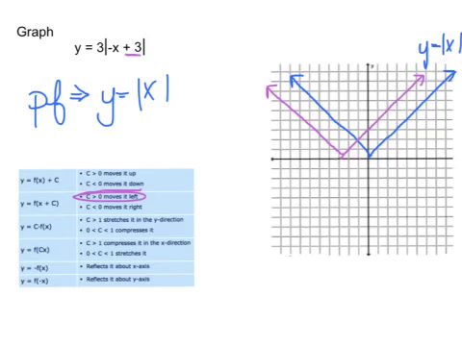Next, let's look. We have this negative x, the opposite of x, inside that absolute value. We're going to reflect it over the y-axis. Currently, we're at the spot negative 3, 0. If we reflect it over our y-axis, we're going to end up at the spot 3, 0. So right here is our new vertex.